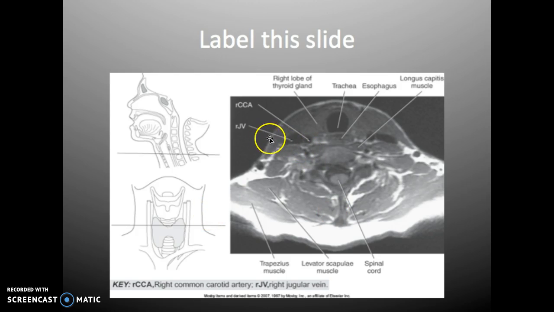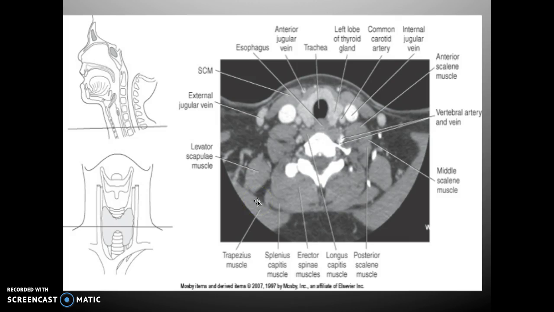So coming across, here's your right jugular vein, your right common carotid. So we're down pretty low. Here's your thyroid gland, the right lobe, and your thyroid cartilage within your trachea is there. And your esophagus is compressed, and here's your vertebral body with your spinal cord posteriorly. Your longus capitis muscles run along the body there. Your levator muscle and your trapezius coming out wide.